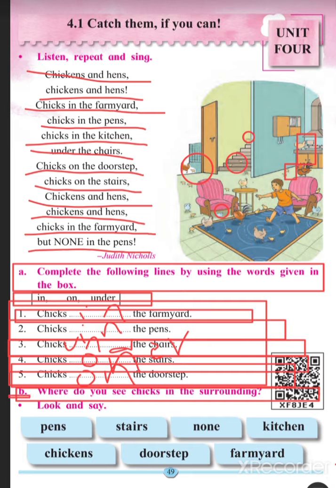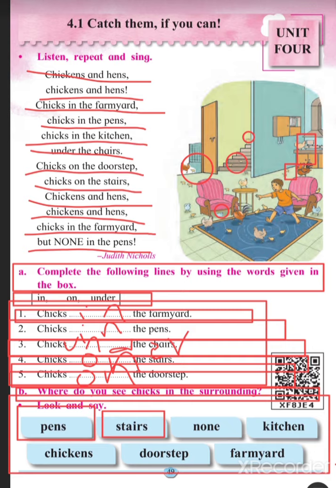So, the next is look and see. Now, here the word is pen, P-E-N-S. From the spelling, you might think it is the pen you write with, and P-E-N-S means many pens. But in this poem, pens means poultry farm, the house where chicks, chickens, cocks and hens live. That is called a pen. The next is stairs. Stairs means seedhi. N-O-N-E, none. None means nothing at all.